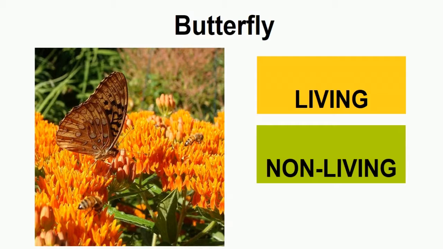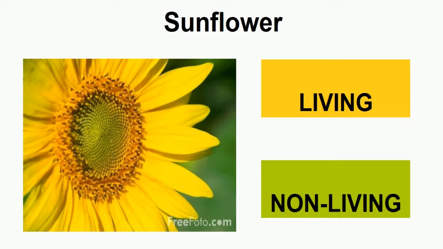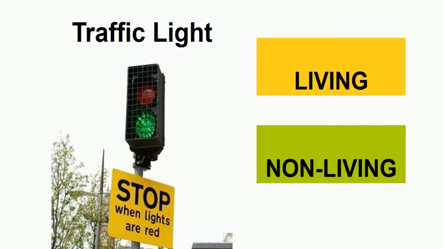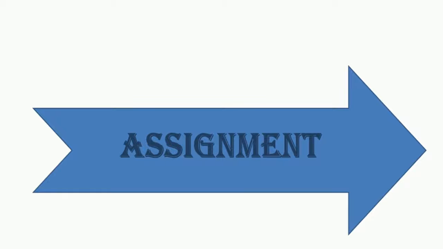Is butterfly a living or non-living thing? Living thing. Is table a living or non-living thing? Non-living thing. Is sunflower living or non-living? Living. Coin is a non-living thing. Traffic light is a non-living thing. Grass is a living thing.